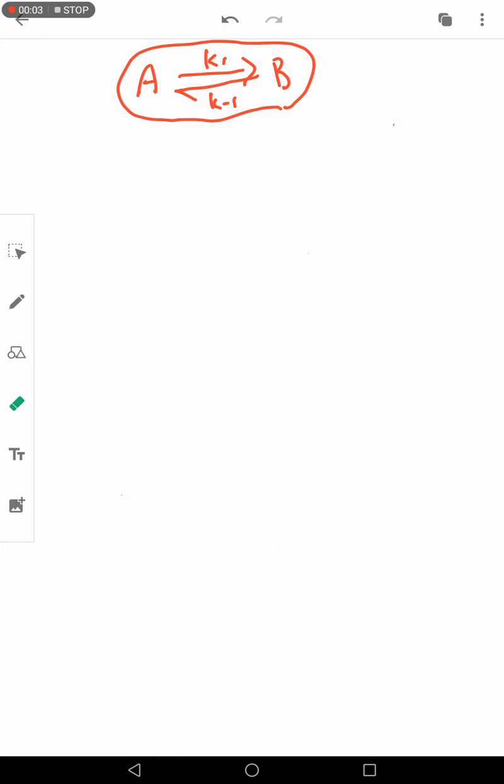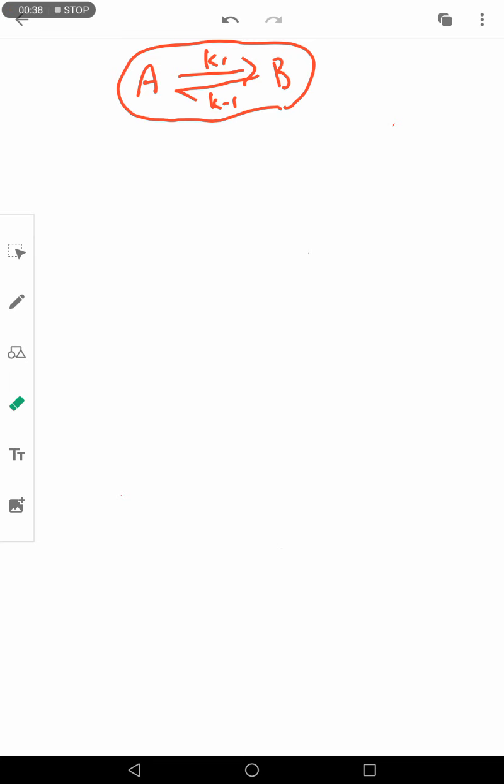Hi everyone, this is the continuation video for reversible reaction. In the previous video I introduced how to derive the rate net for reversible reactions, so I'm going to show it again in this slide. We have, for example, the reversible reaction of A producing B and B producing back to A.